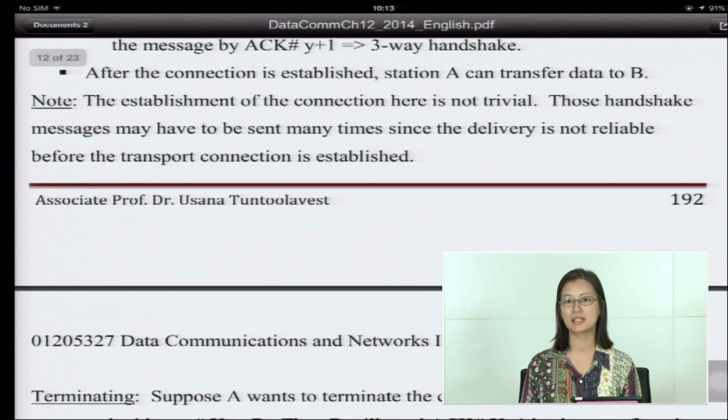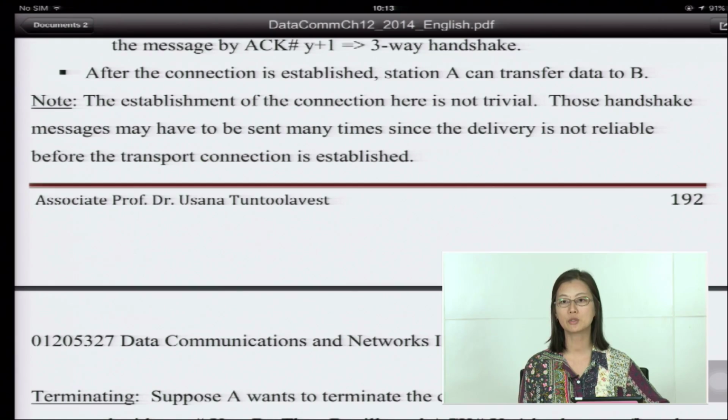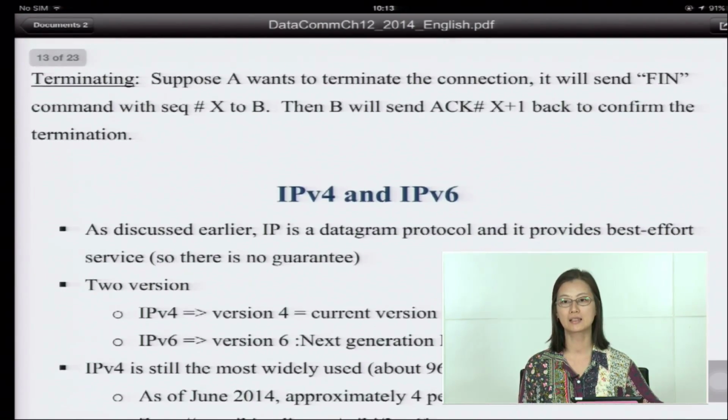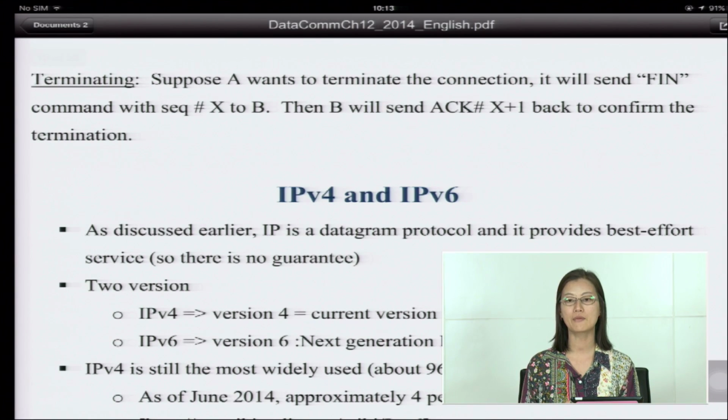After the establishment of the connection, station A can transfer the data to station B. As I told you before, this is not trivial because it may be sent many times before you can get the connection. When you want to terminate, you don't have to do the three-way handshake. Suppose A wants to terminate, it will send the FIN or finish command with the sequence number X to B, which is the same random number that you sent to establish the connection at first.